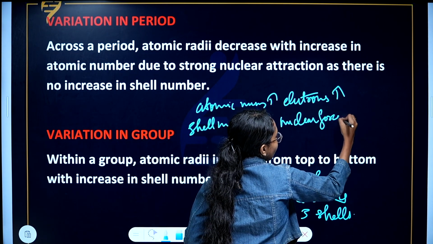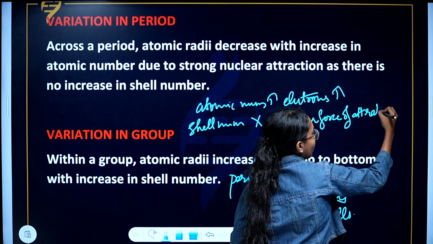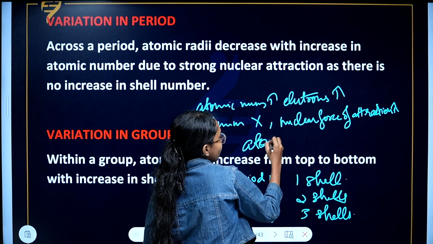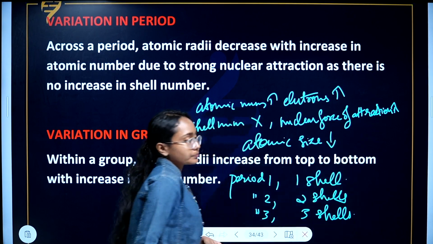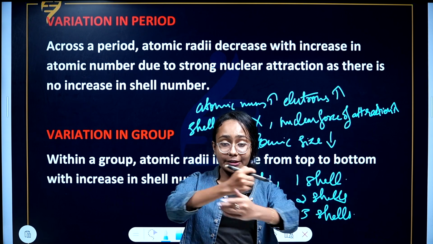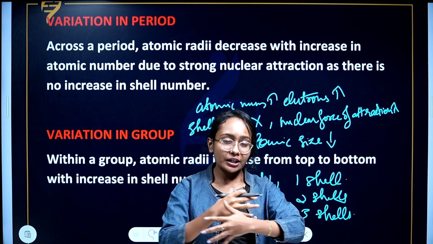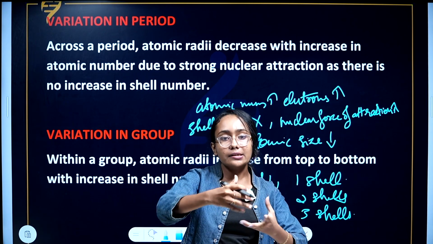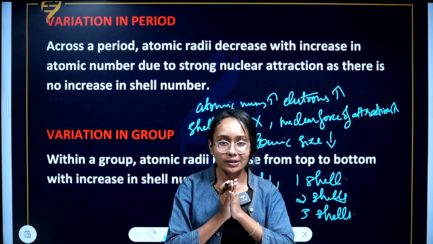Nuclear force of attraction increases, atomic size decreases. As the nuclear force of attraction increases, it binds the electrons in the atom together. It just hugs the electrons. It won't allow the electron to release or to go away. It will keep it together, reducing the atomic size.